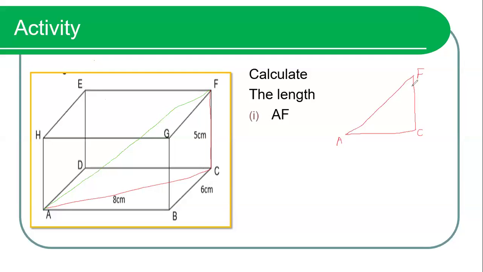Now, the tricky thing you need to remember is that already you have F to C, which is 5 centimeters. But do we have A to C? If yes, I think that is what we have just obtained as 10. So still, this is a right-angled triangle. Apply your Pythagoras theorem and come up with A to F. So let us try, everyone.